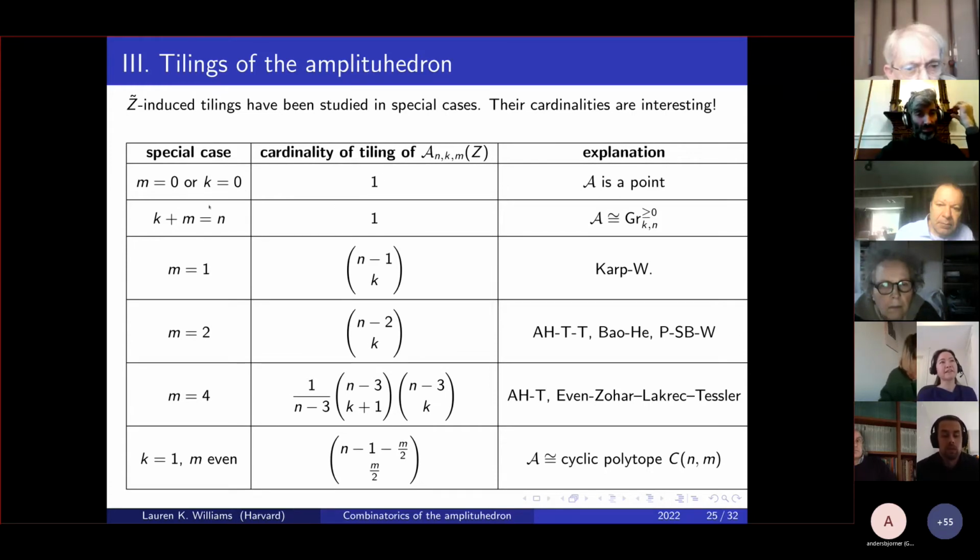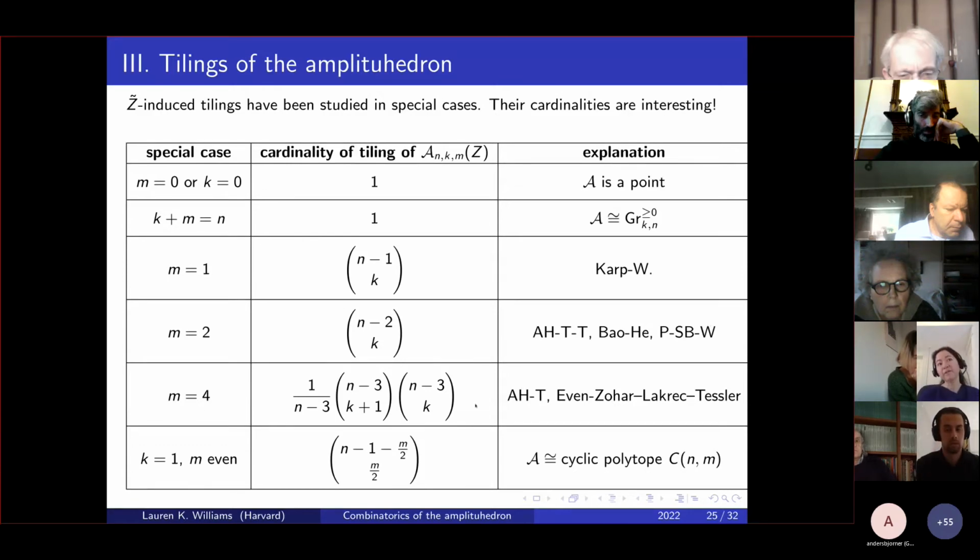So, in some trivial cases, the cardinality of a tiling is just 1. This is when either the amplituhedron is a point or the amplituhedron is the same as the positive Grassmannian. When m is 1, if you look at the cardinality of a tiling of the amplituhedron, you get this nice binomial coefficient. This was from an old paper with Steven Karp. When m is 2, you get this other related binomial coefficient. This was observed by Arkani-Hamed, Thomas, and Trnka. It was proved by Bao and He, and also studied from a slightly different point of view in the work of Parisi, Sherman-Bennett, and Williams.